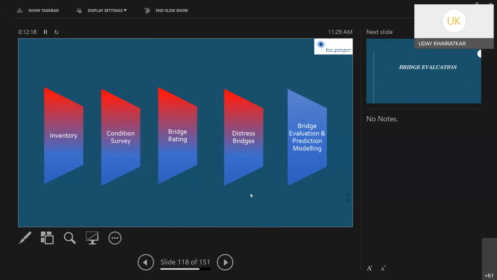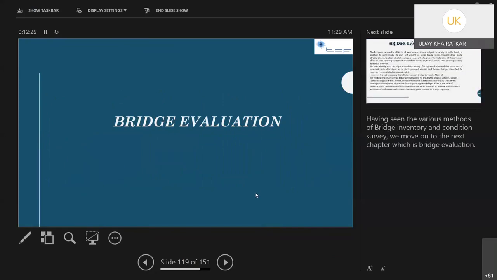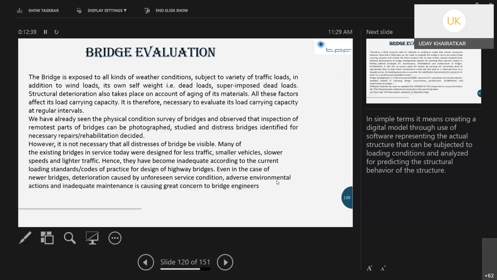I have completed inventory, condition survey, bridge rating, and distress bridging. Now, bridge evaluation and prediction modeling. Actually, this is the most critical part of the presentation, wherein having seen the various methods of bridge inventory and condition survey, we move on to the next chapter, which is bridge evaluation. After the results of the condition survey, we have to evaluate the bridge.